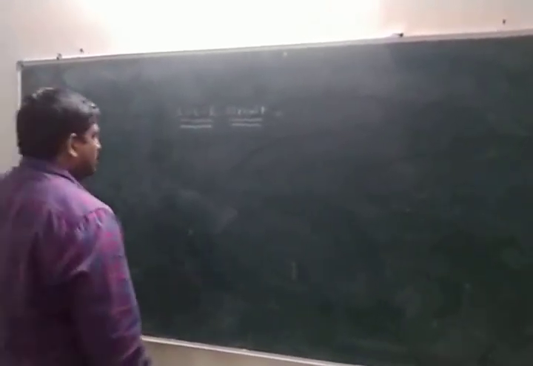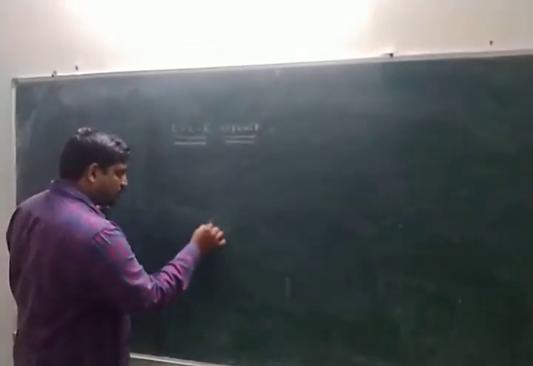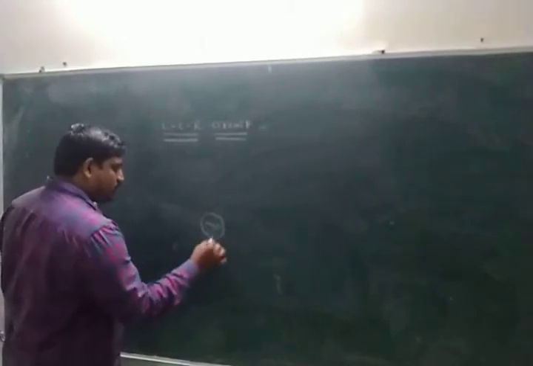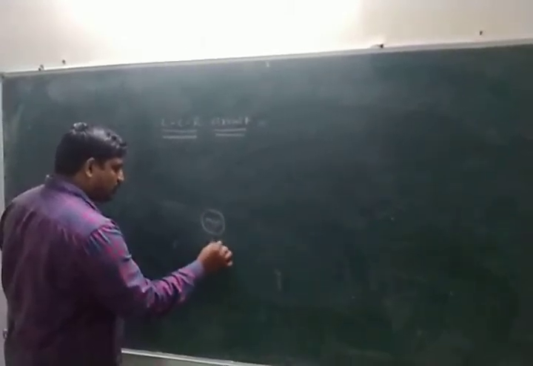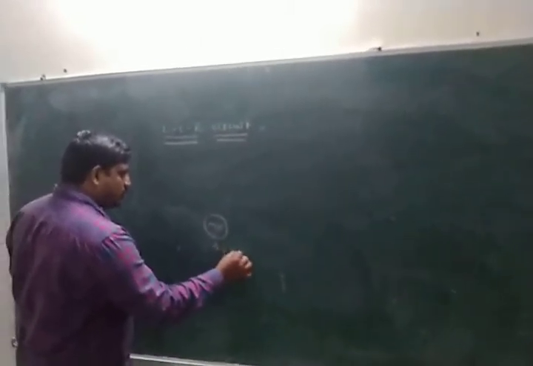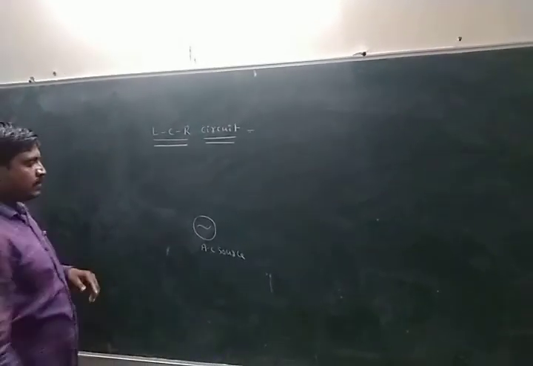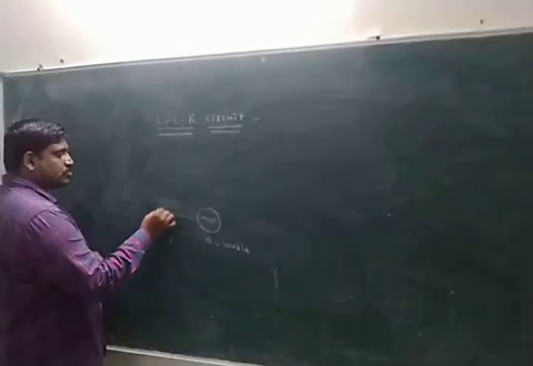Okay. Now I discuss the LCR circuit. Look here. The chapter name is alternating currents. This is the symbol of an AC source. Here, this AC source is connected.